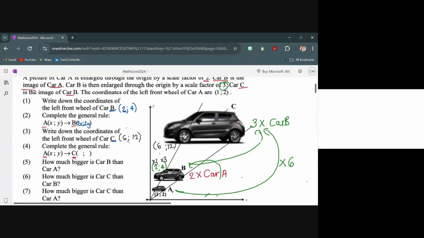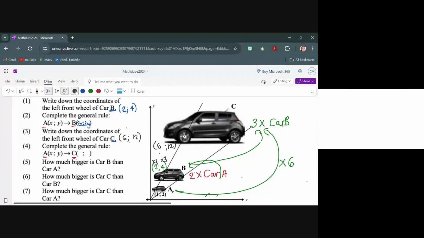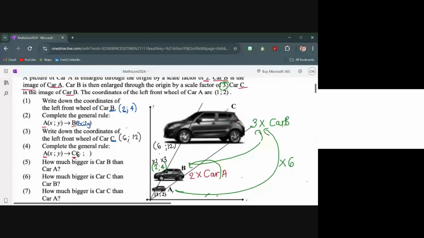Yes? Okay, amazing. So my scale factor over here is going to be X, and I know I've multiplied it by 6 to get to C. So this will be X is to 6X, and my Y will be Y is to 6Y. Okay.